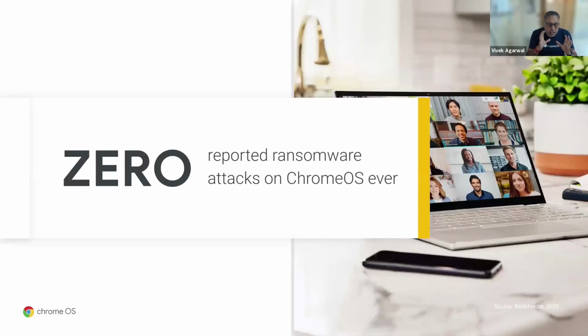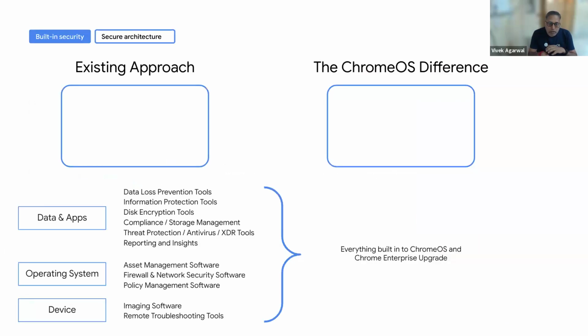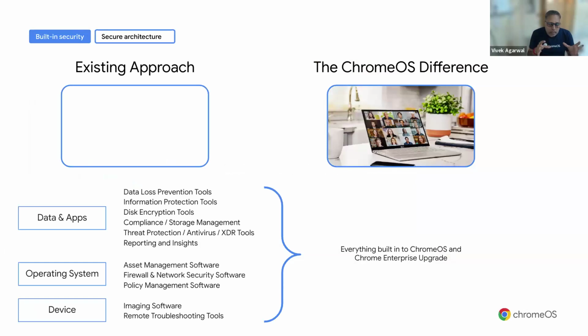I just want to stress on this again. We've all gone through the whole journey of viruses and ransomware and keep hearing about them. ChromeOS is the only platform where there have been zero reported ransomware attacks ever. It's a super secure platform from that standpoint. Why is it secure, right? I think one of the key things we have to look at is the architecture of what we do from an endpoint standpoint.